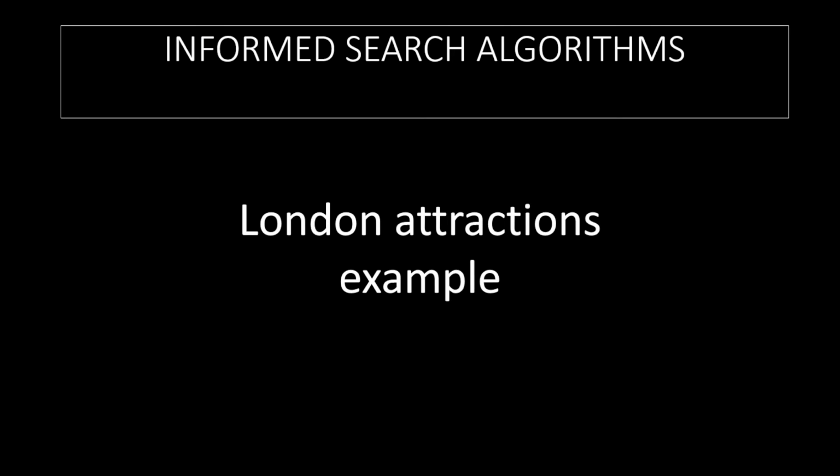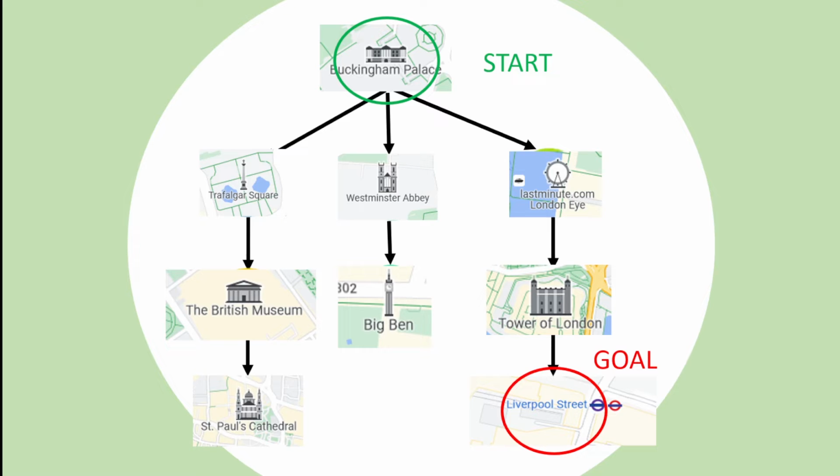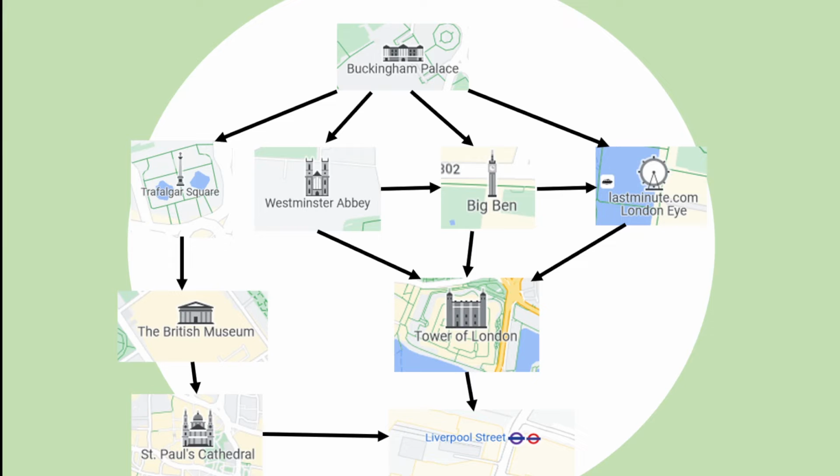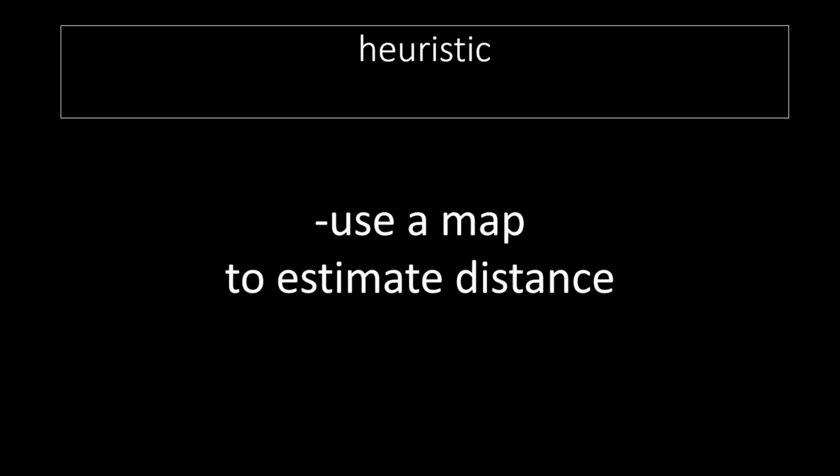Now let's use London attractions as an example. Here we're going from Buckingham Palace to Liverpool Street Rail Station via other tourist attractions. Now it's a bit more complicated than a tree, but let's use some information. Let's use a map to estimate the distances.